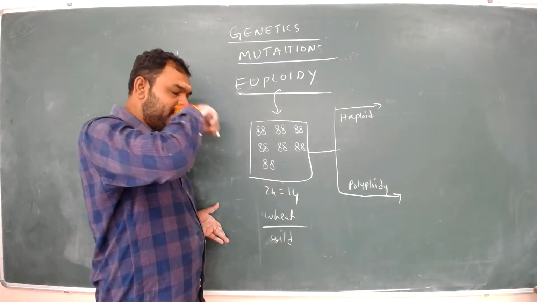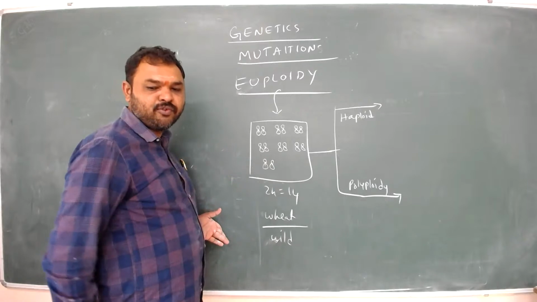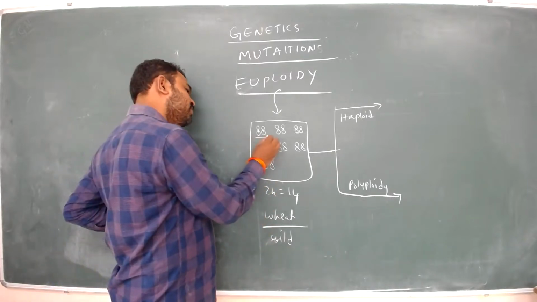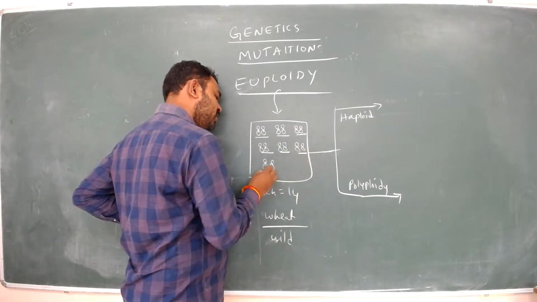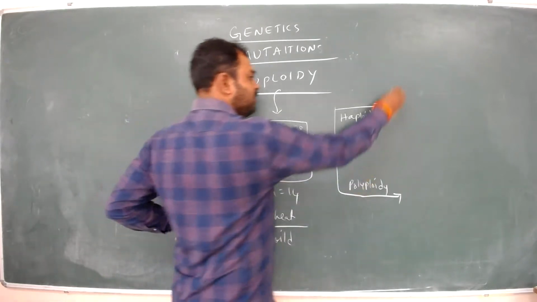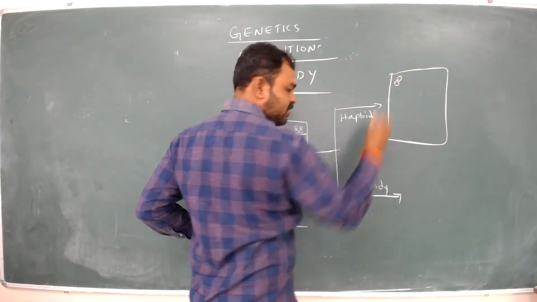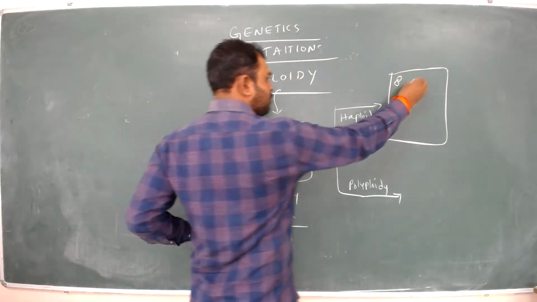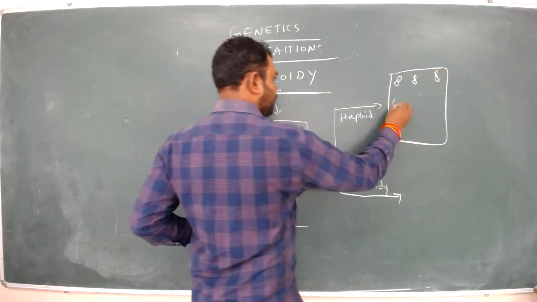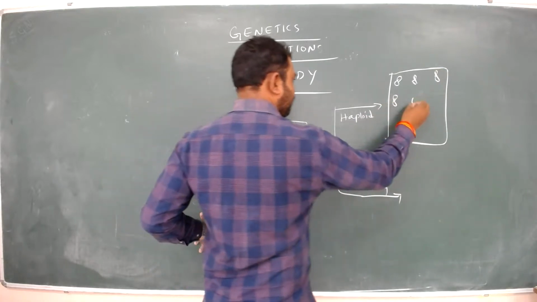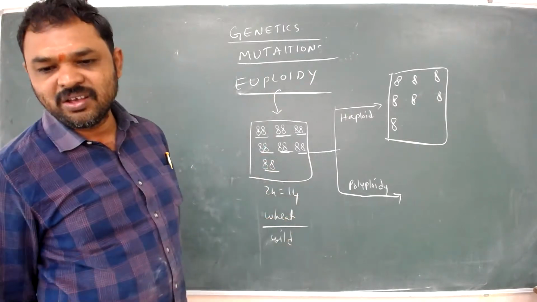What is euploidy? Numerical changes occur in all sets of chromosomes. How many sets are there? First set, second set, third set, fourth set, fifth set, sixth set, seventh set. From each of the seven sets, one chromosome is lost. From the first set, one chromosome is lost; second set, one chromosome is not there; third set, fourth set, fifth set, sixth set, seventh set, the same.